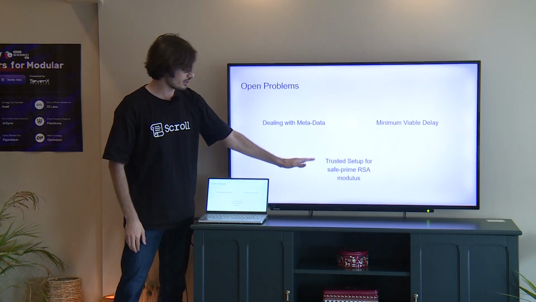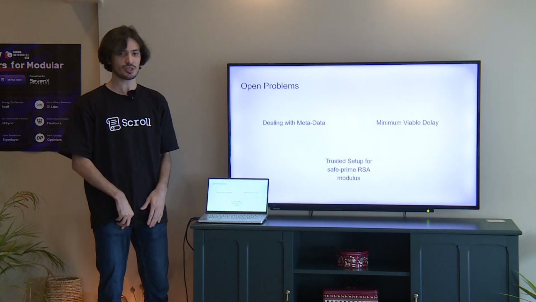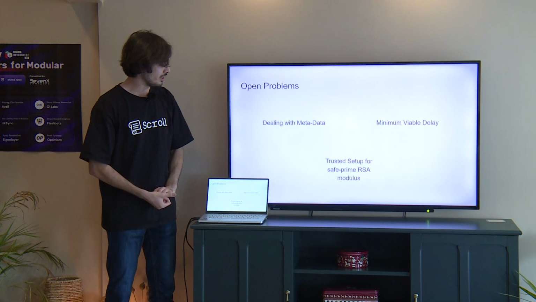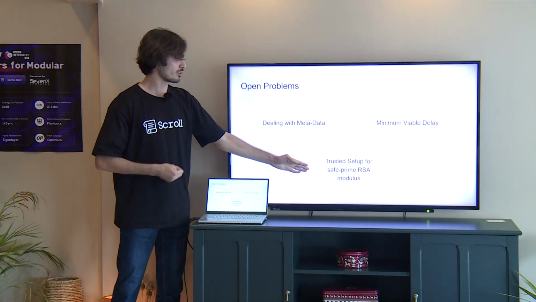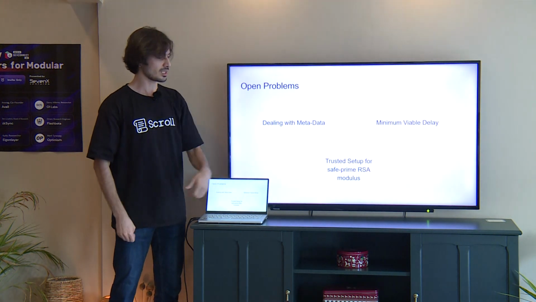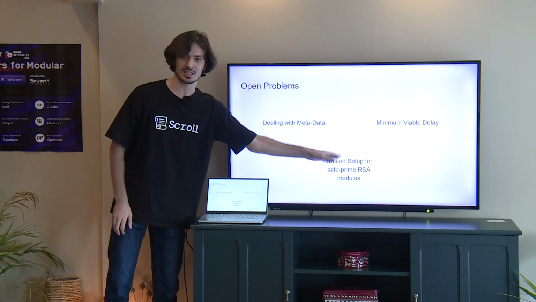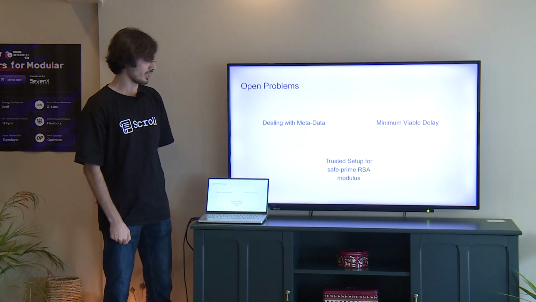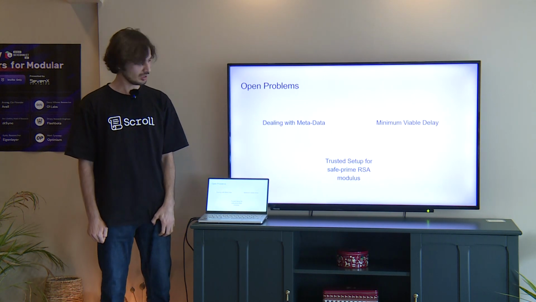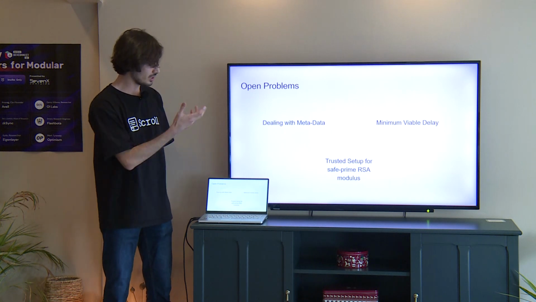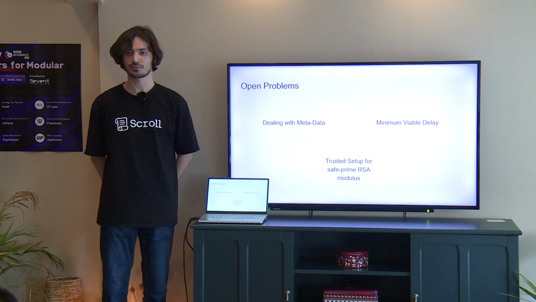And finally, our construction relies on this safe prime RSA modulus thing, and we have to run a trusted setup for that. There are not that many works on doing a trusted setup without a trusted entity, like a decentralized trusted setup for this kind of RSA modulus. I mean, there are obvious ways to do it with SNARKs and so on, but it still has to be explored further. Thank you.